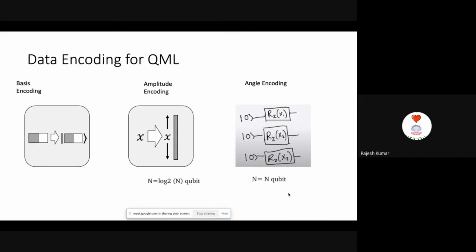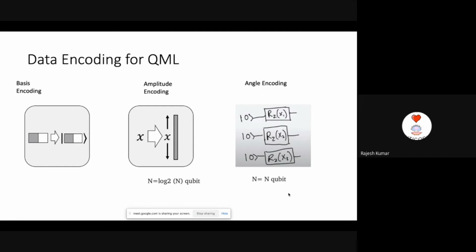Okay, so for data encoding, there are a couple of approaches. Just a one-to-one mapping is basis encoding. Or you take a feature x and encode it with the amplitude. Why? Because qubits, you all know, have amplitude and phase. So we can do the encoding using the amplitude, which is called amplitude encoding.